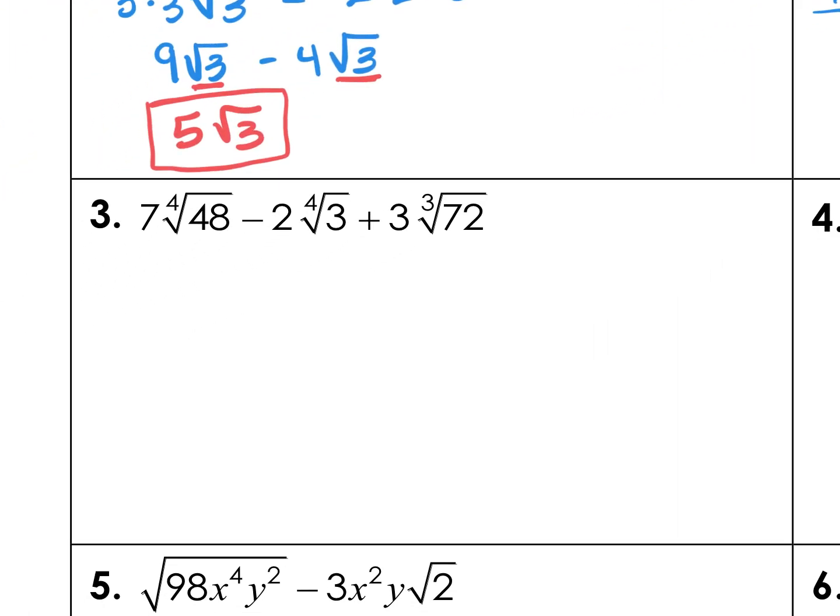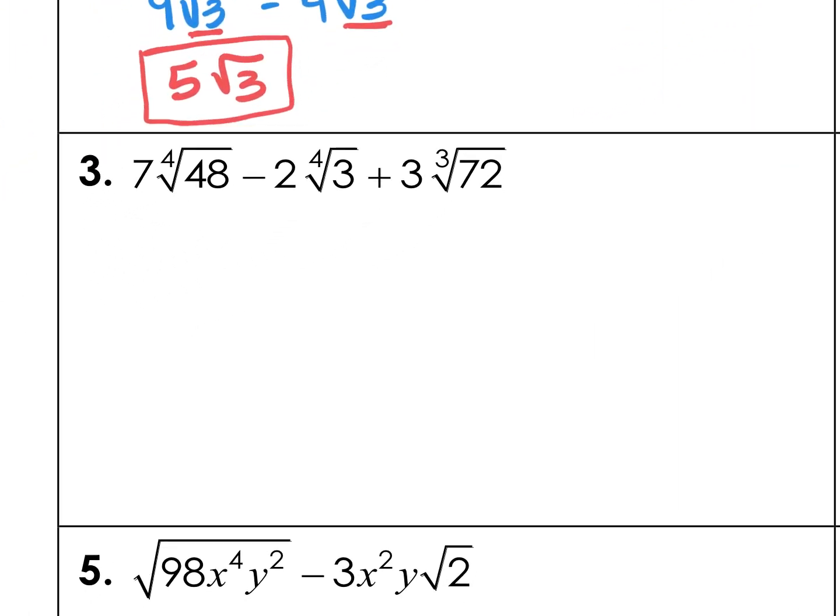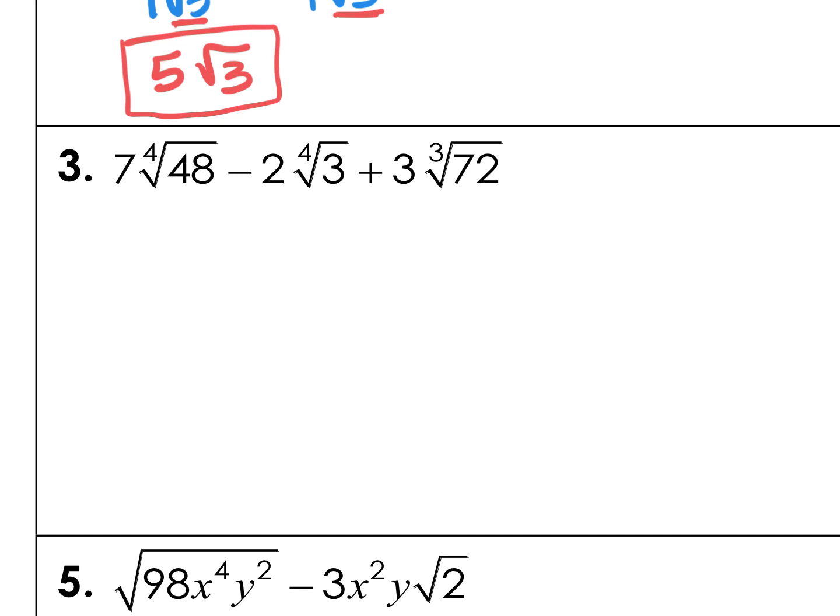Let's look at number 3. Be careful because we have cube roots and we have fourth roots here. So simplify what's underneath the radical into perfect fourth roots in this case. So that's 16 times 3. There's no fourth root in 3. And then 72 is 8 times 9. 8 is a perfect cube, 9 is not. So now I simplify them.